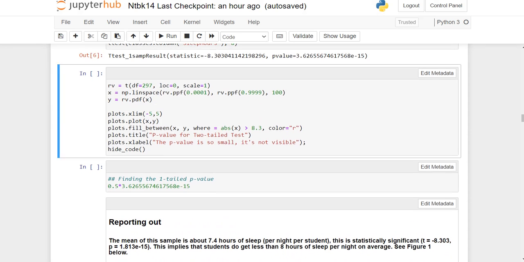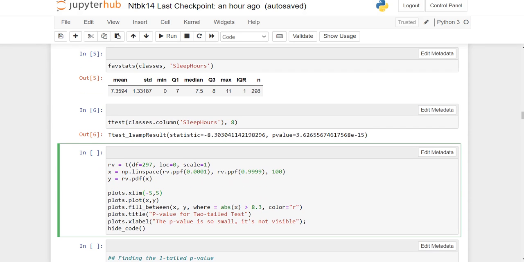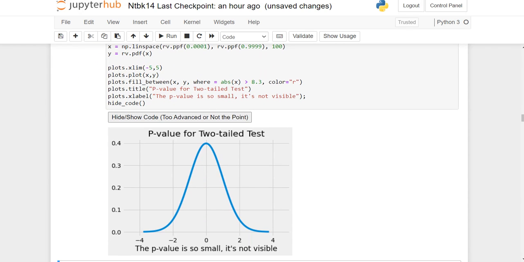And I do want to go back up and show you this because it's nice. It draws out the bell shape, okay? And notice that the p-value is so small, it's not visible.